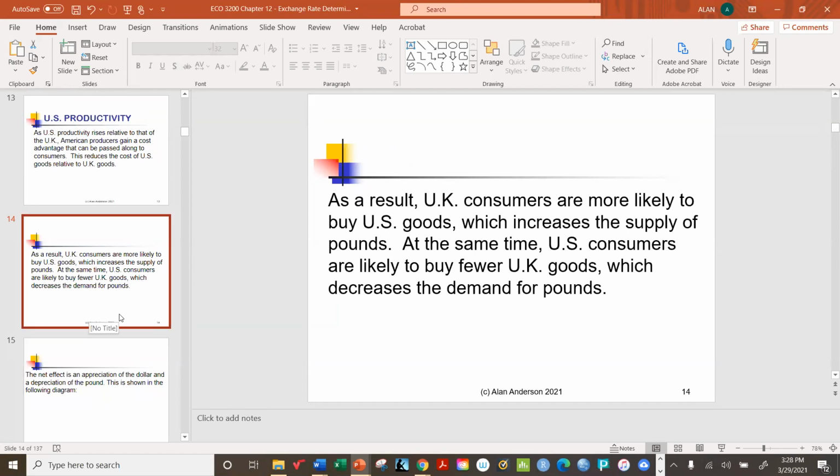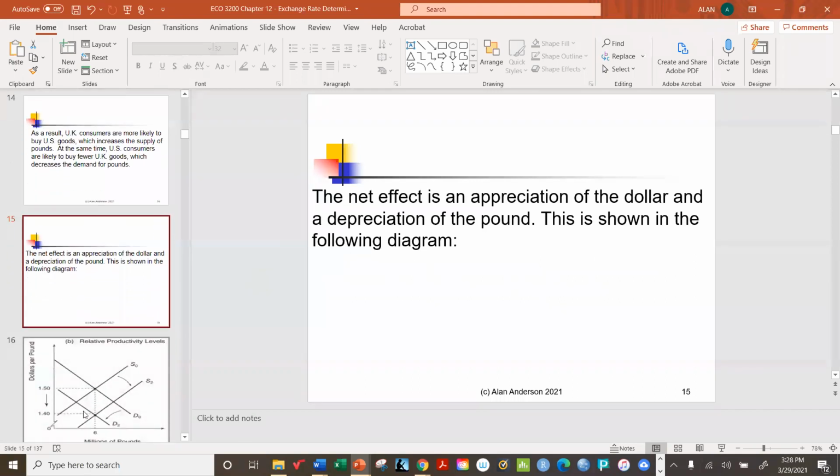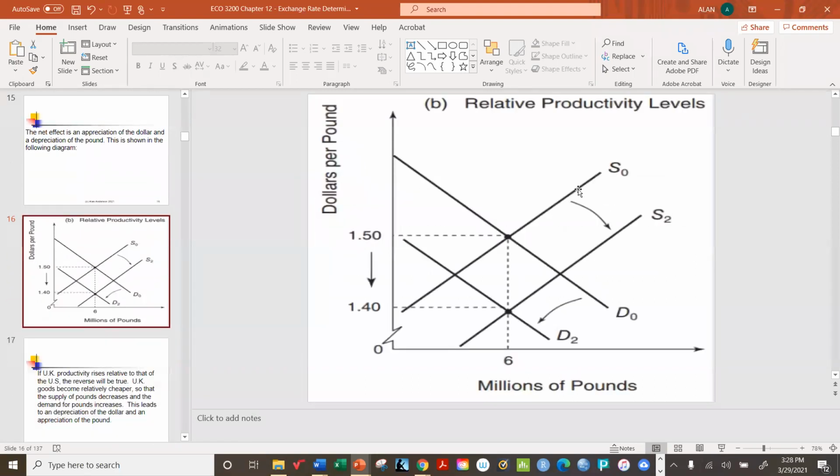With higher US productivity and lower prices, UK consumers are more likely to buy US goods, which increases the supply of pounds to the United States, whereas Americans are going to buy fewer UK goods and more American goods, which means that reduces our demand for pounds. So what happens here is that the dollar should get stronger because, as you can see, the supply of pounds goes up, the demand for pounds goes down, and down here in the new equilibrium point, the dollar is a lot stronger, 140 per pound versus 150.